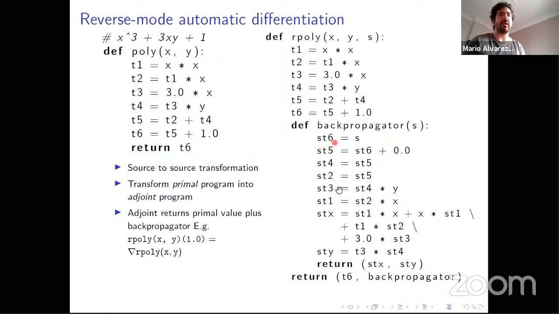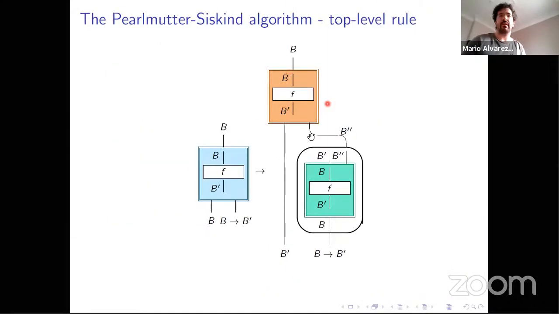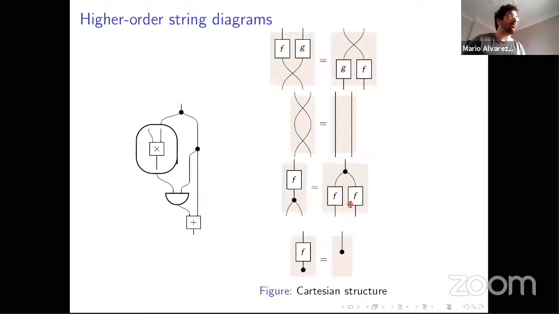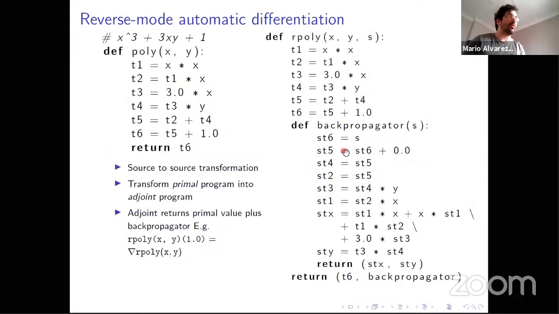And just as in this toy example, the forward pass will not only generate an output, but also generate a bunch of intermediate results that will be captured by the reverse pass. So if you go back to this toy example, you can see that the reverse pass, for example, uses some of the variables that are defined in the forward pass. If, for example, STY depends on T3, which was produced by the forward pass.